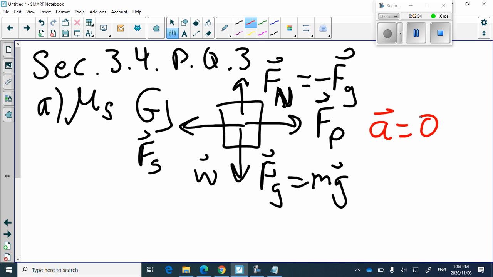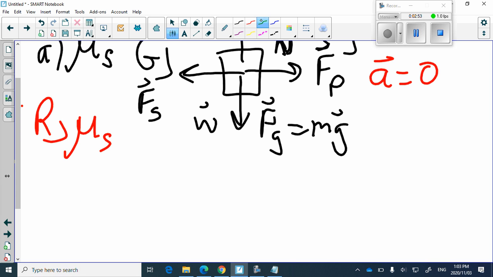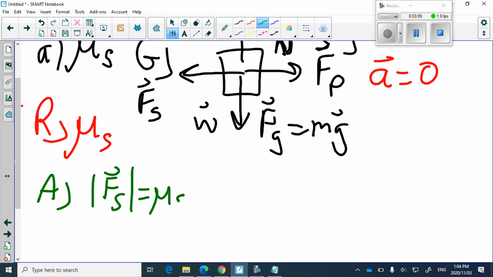And they want us to calculate, our required here is mu s, the coefficient of static friction. That's what they want us to calculate. Well, I'm going to write A for analysis because there's only one equation. There's only one equation that I know that has mu s in it. Here it is. So if I'm going to solve for it, I'm going to write this equation down because I know that's the only equation.